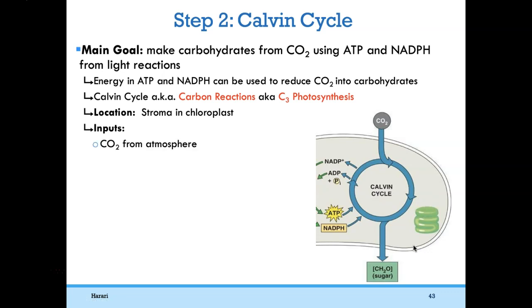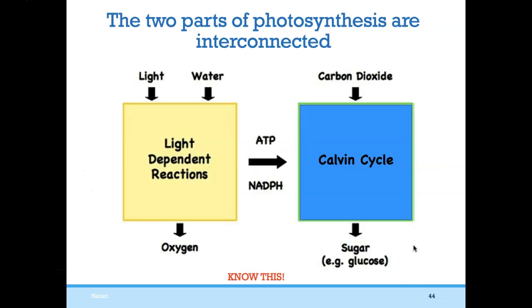The inputs are CO2 from the atmosphere and ATP and NADPH from the light reactions. What we're going to get at the end are carbohydrates. That's the whole purpose of photosynthesis. It's the synthesis part. We're synthesizing carbohydrates.